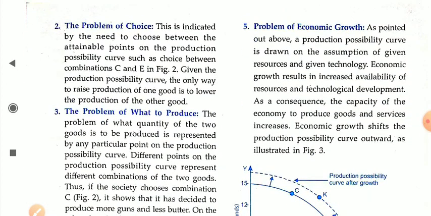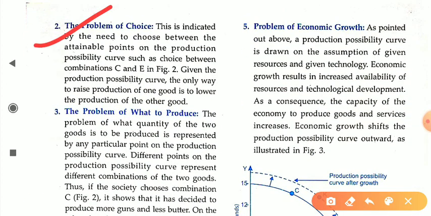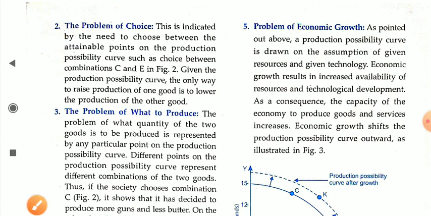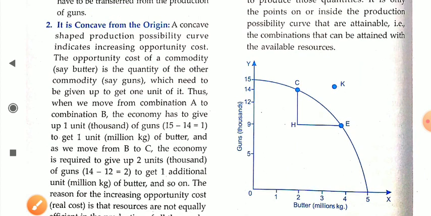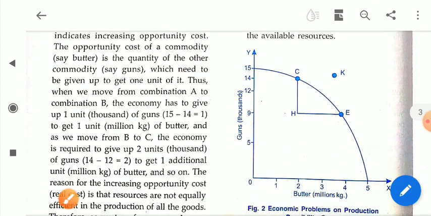Now the second point is the problem of choice. Again, we are all familiar that we have limited resources but our wants are unlimited, so we have to choose which good we are going to produce, or which goods we are going to produce first and which second. We have to choose between both goods. In this case you have to choose your preferable point, whether point C or point A in this diagram.